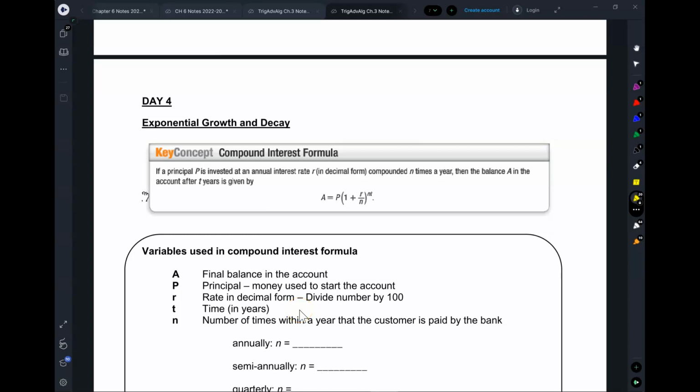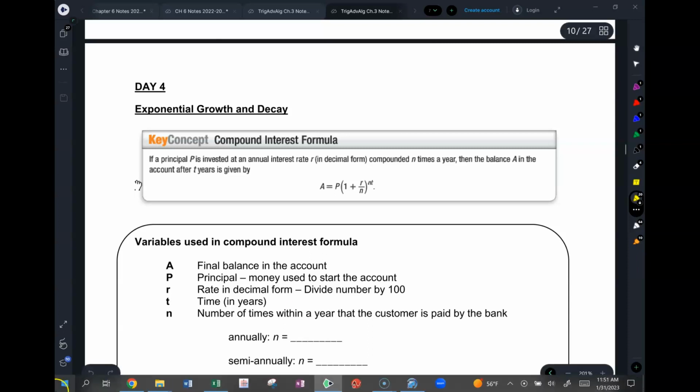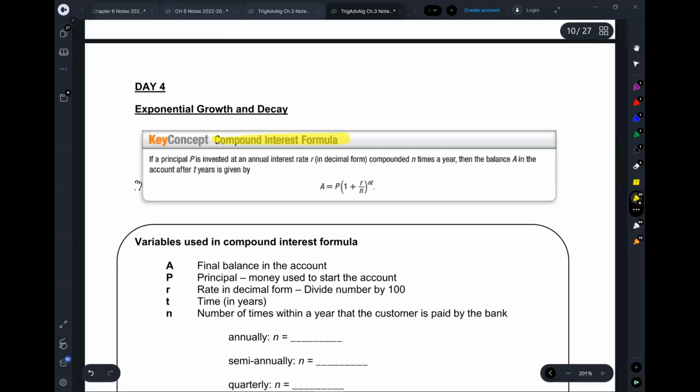All right. So we've done exponential functions for a couple of days now. We know how to graph them, what the graphs look like. Today we're going to do some applications. The first of those is the compound interest formula, which you will have seen in your last year's classes.